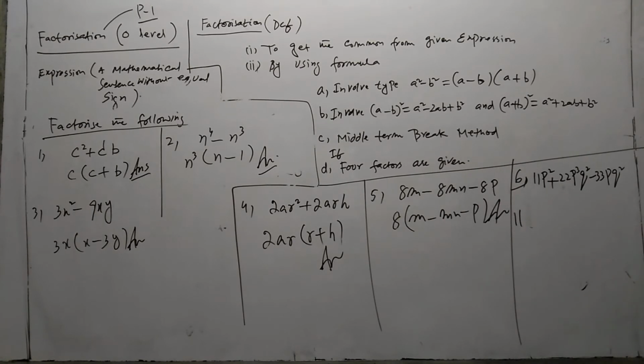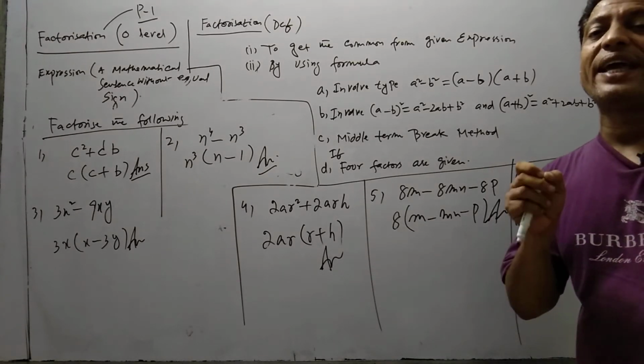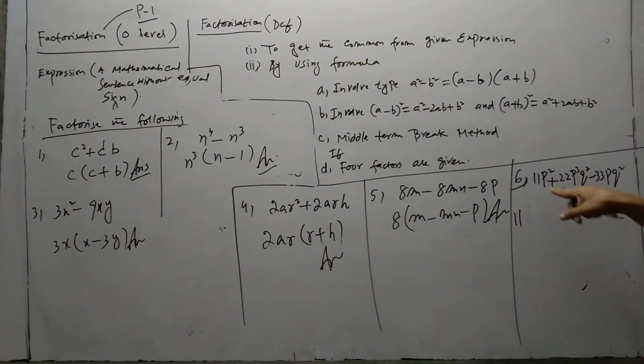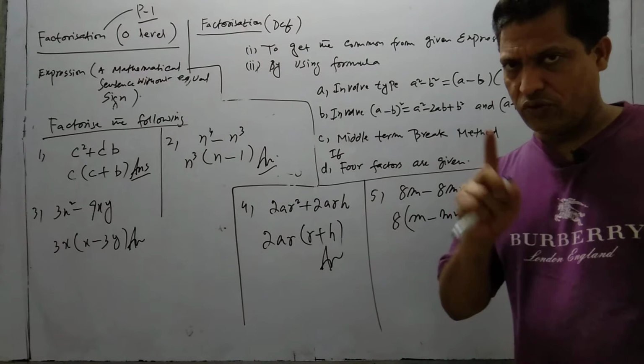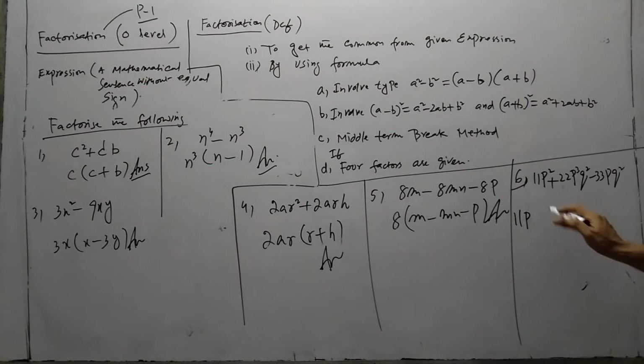And is there any other term? This is p square, this is p cube, this is p. So for the smallest common, take the smallest power. What is the smallest of p square, p cube and p? It is p. What about q? Q square is present in the second term, q square is present in the third term, but q is not present in this term, so we cannot take q or q square common. So the only common is 11p.